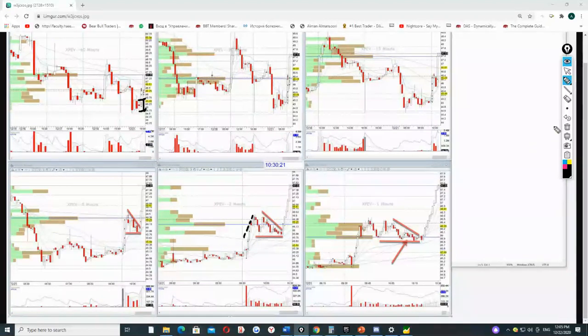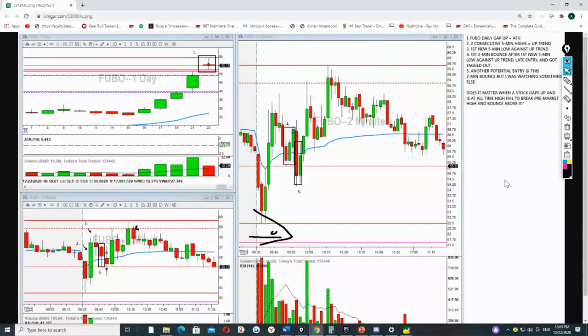I see you didn't add for an ABCD pattern because you thought that this is a descending triangle, and you went to the short side, when in fact it wouldn't have been a bad add or a bad entry to the long side. Geo, let's see what you did there.